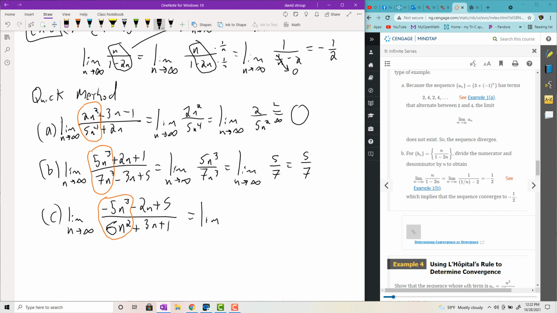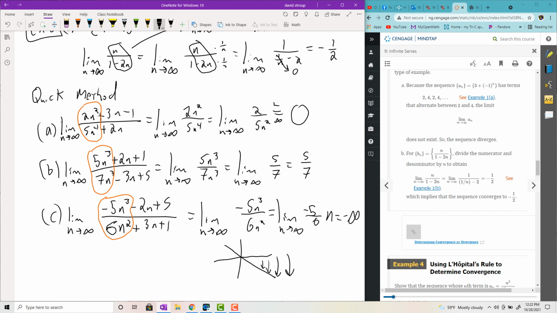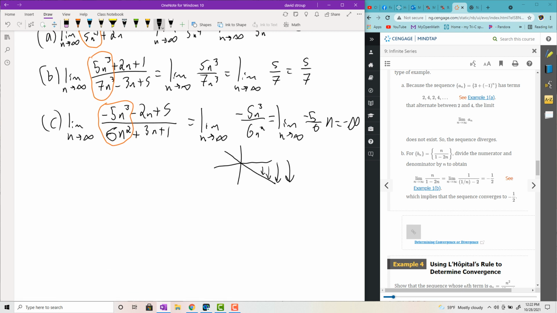This will be the limit as n goes to infinity of negative 5n cubed all over 6n squared. That will be then the limit as n goes to infinity of negative 5/6 n. Okay, and that's just a line with negative slope. So as n goes to infinity, the output values are going to go to negative infinity, right? So this will be negative infinity. So in those cases when the numerator is bigger than the denominator, it'll work like that.